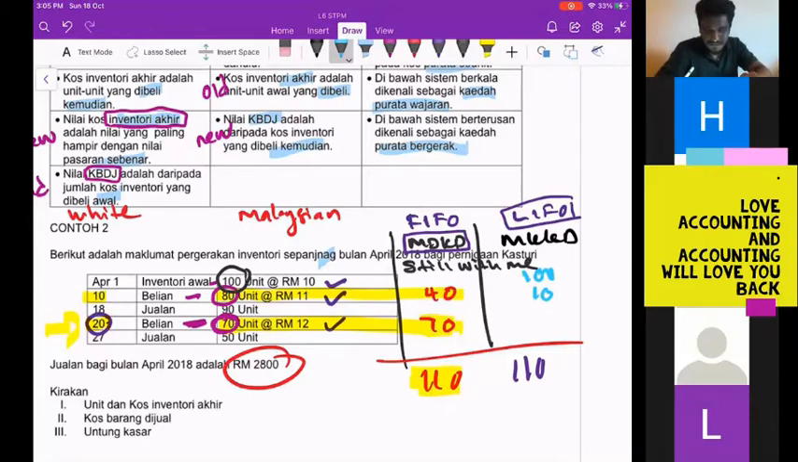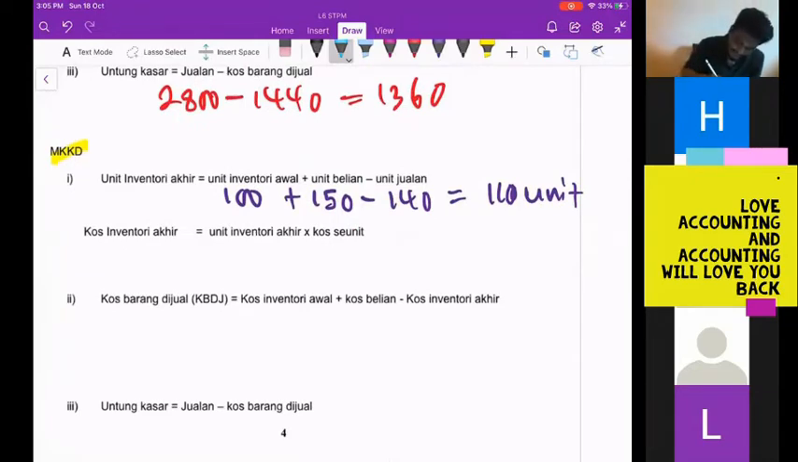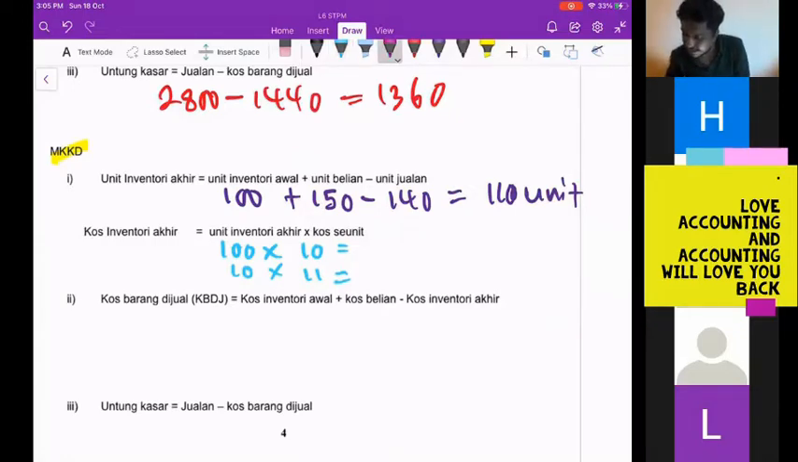Okay, I continue. So cost inventory: can you see the table just now? I snapped a picture. 100 times 10, 1000. 10 times 11, 110. So the total cost of inventory is 1110. Nice number.